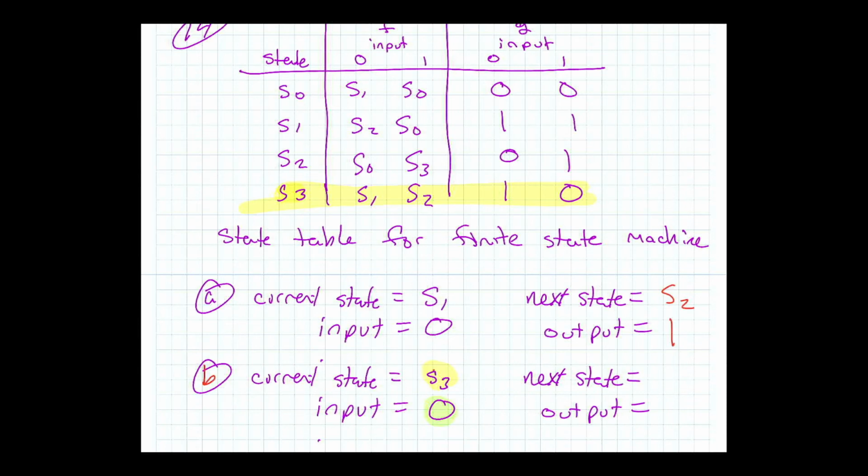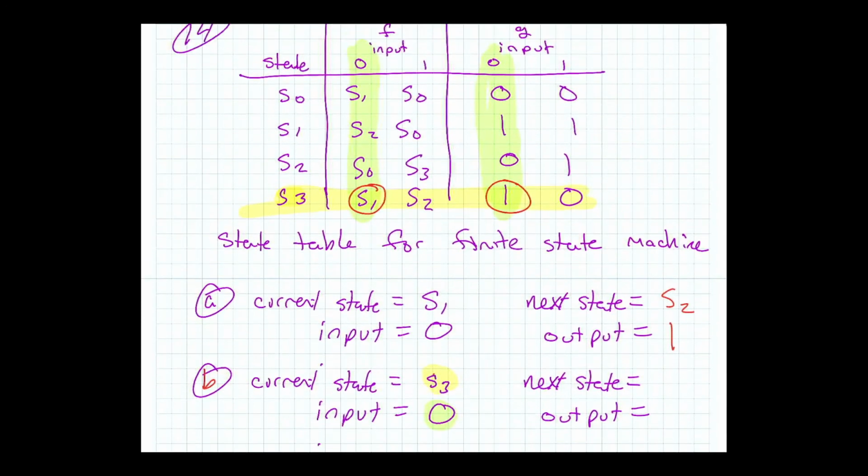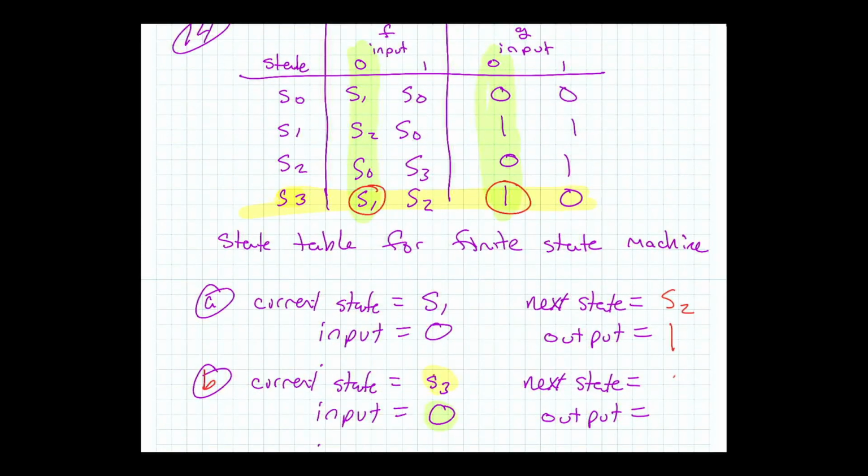So we know that there are two columns corresponding to input 0, one here and one here. And just like before, where those intersect, those are the numbers we need to read for the next state and for the output. So the next state is S1, and the output is going to be 1. Right? So that's not actually that hard to do, especially if you have a highlighter like we just had. And that's how you read that.